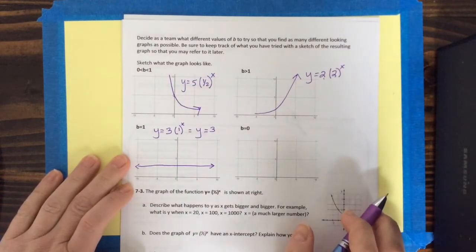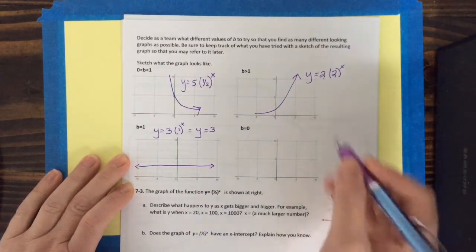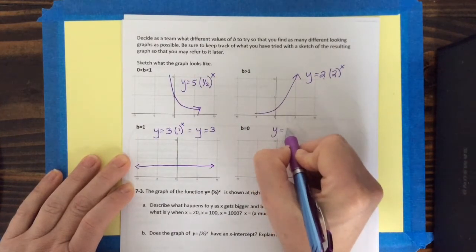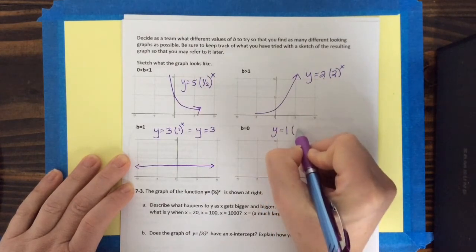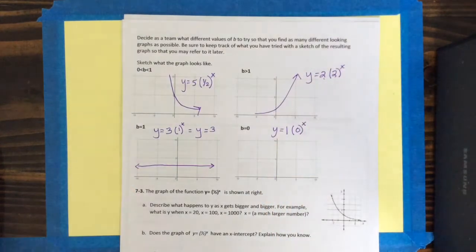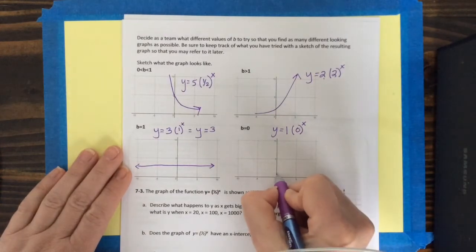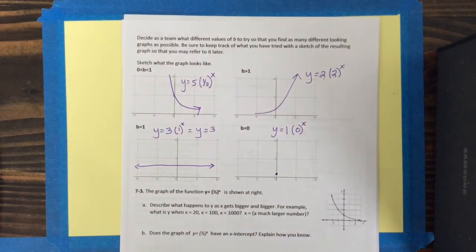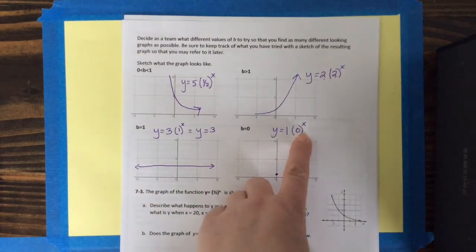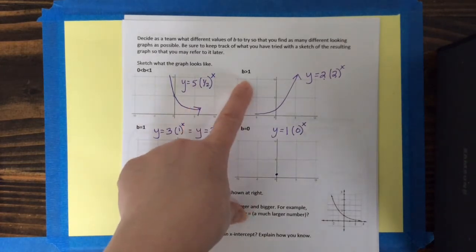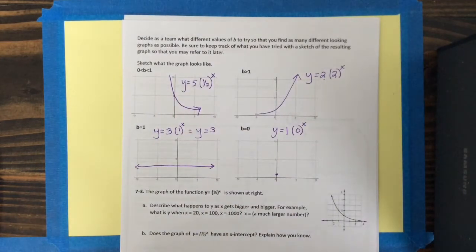Well, what if your b value is 0? Let's say it's 1 times 0 to the x power. Well, 0 to any power is still going to be 0. So y is going to equal 1. It's going to be a dot. So you really can't have 0 as a multiplier. And if you have 1 as a multiplier, it's not an exponential either. It has to be less than or greater than 1 as your multiplier.